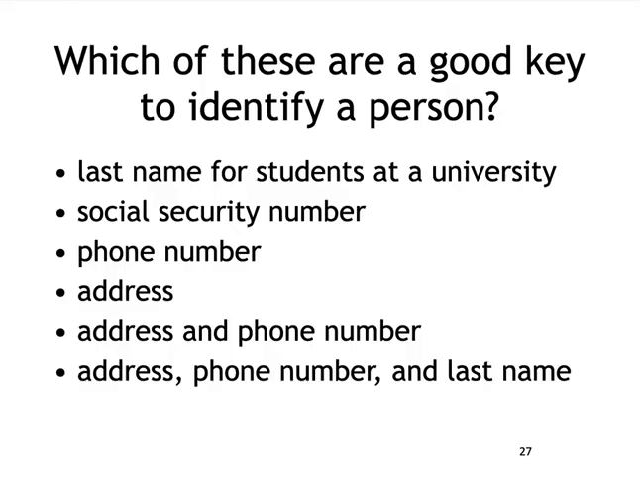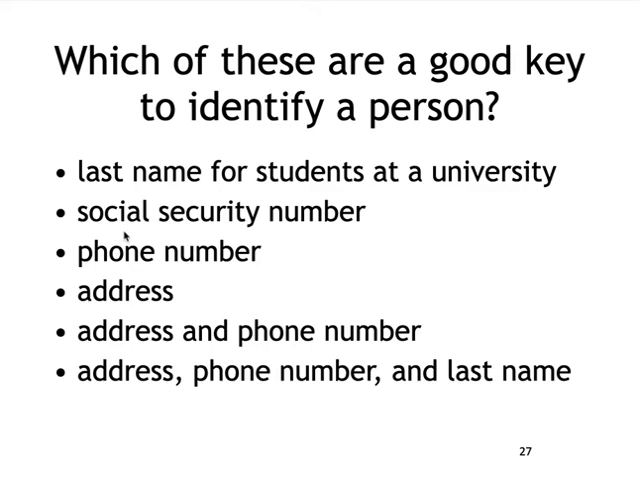All right. So which of these are a good key to identify a person? And you should pause now and take a look and think about which one. Is the last name for the students at university good? Social security number, phone number, address. Which of these can be shared? Address and phone number. Which of them would likely uniquely identify a person? Okay, so, and then come back.